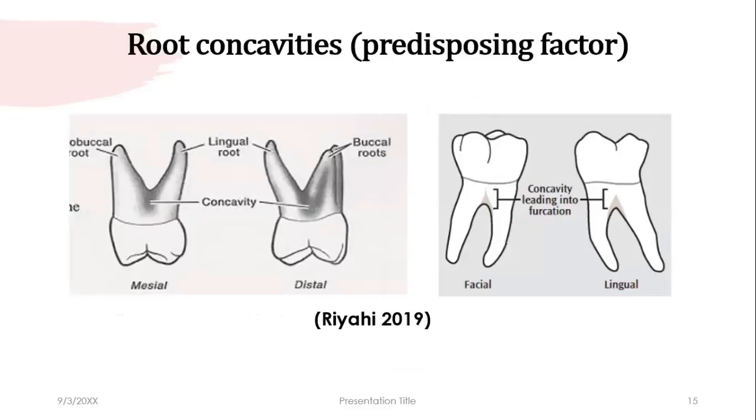Root concavities are also predisposing factors. The presence of root depressions could complicate the prognosis of teeth with furcation involvement. These concavities are potential sites for plaque retention once periodontal destruction has occurred, and predispose to incomplete root surface debridement. Therefore, a combination of hand instruments, sonic and ultrasonic scalers may be more efficient in debridement of furcation areas.